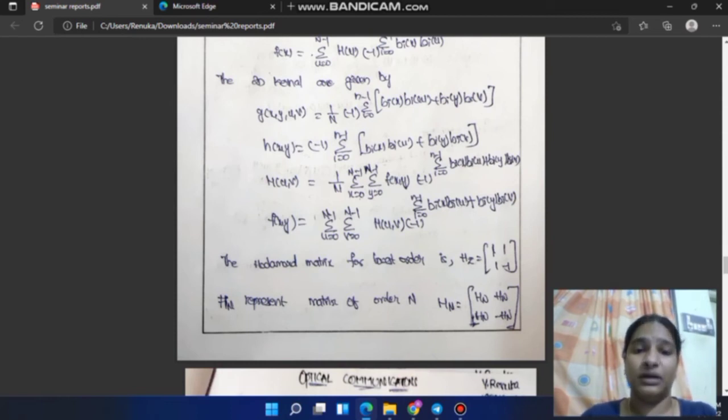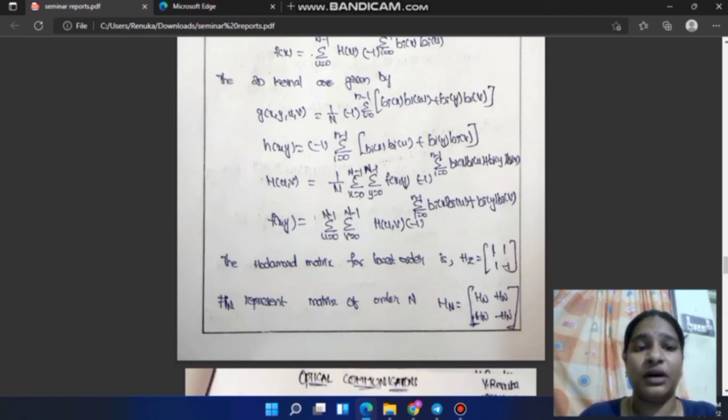g(x,y,u,v) = 1/N (-1) to the power sigma i=0 to n-1 [bi(x) bi(u) + bi(v) bi(y)], and h(x,y,u,v) = 1/N (-1) to the power sigma i=0 to n-1 [bi(x) bi(u) + bi(v) bi(y)].